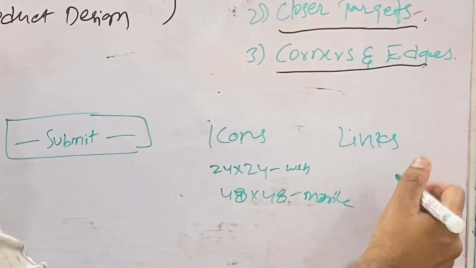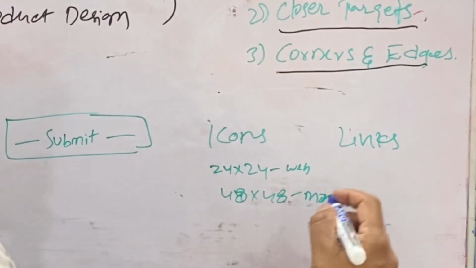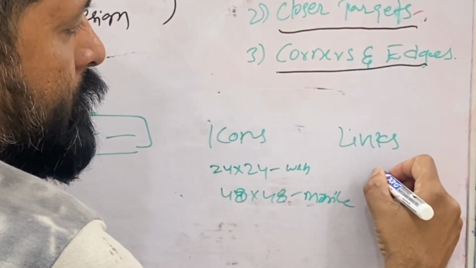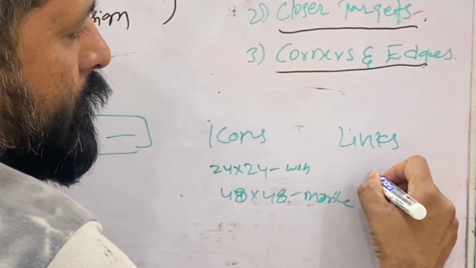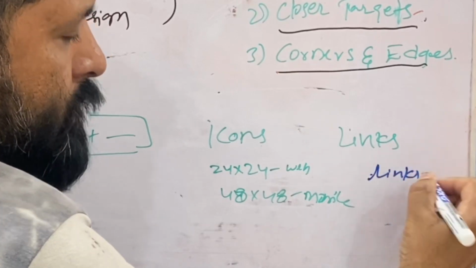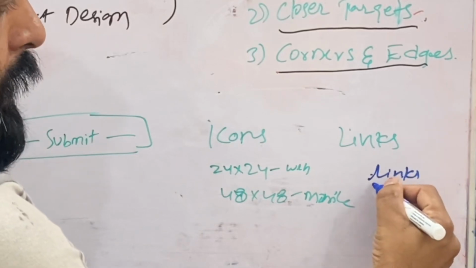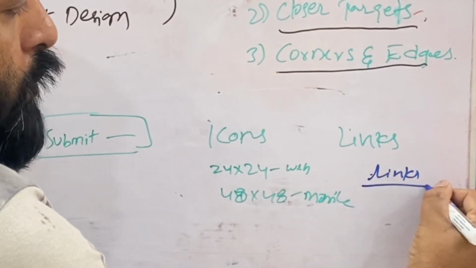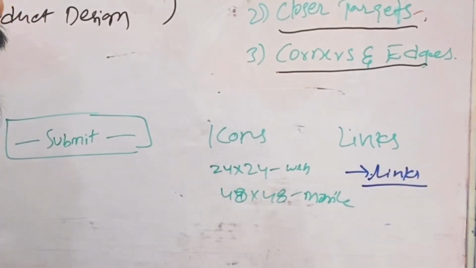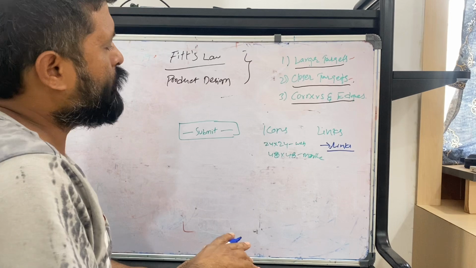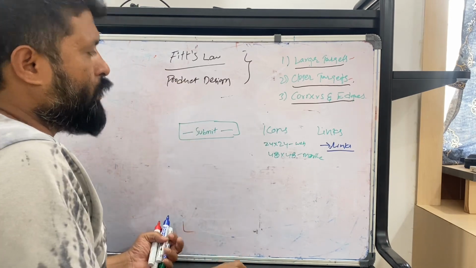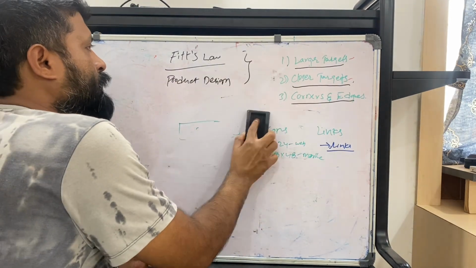And the link should be more prominent and bold and should be blue color. Link should be in blue color by default, so that the user knows that this is a link. Then while hovering on it, use an underline or some arrows so that the user knows that this link takes us to another page. So these things should be followed while creating product design. We are done with the larger targets.